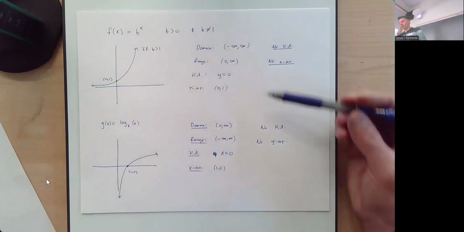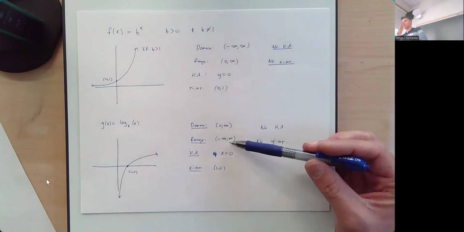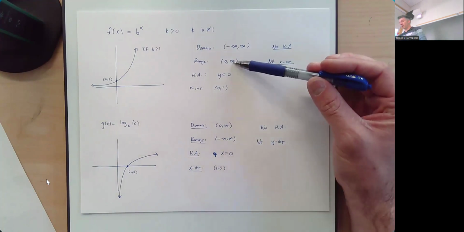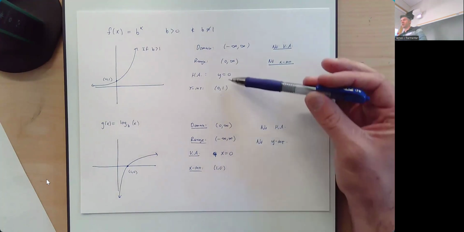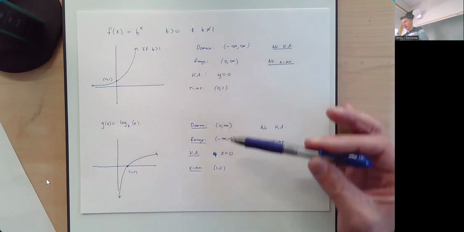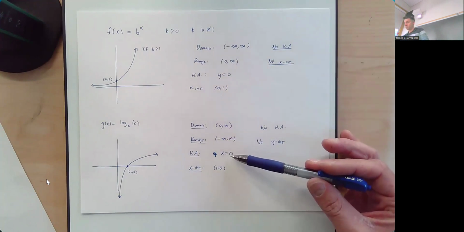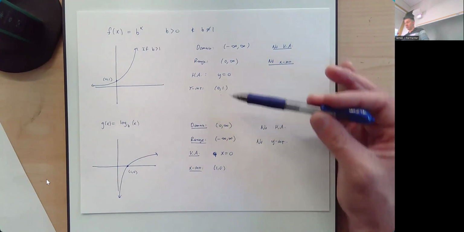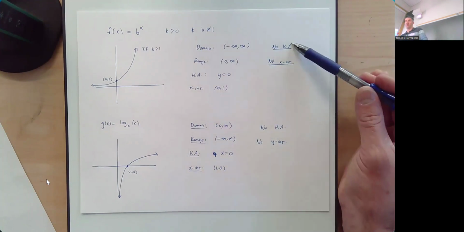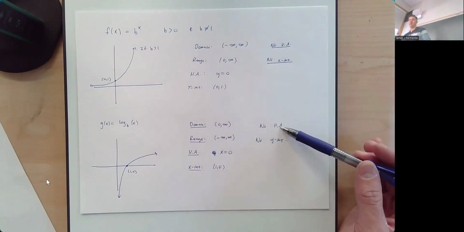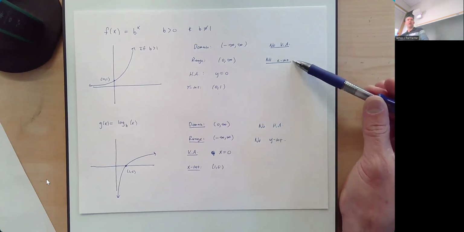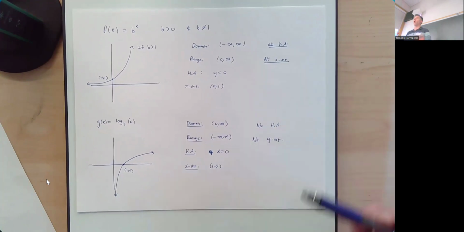So every x or y thing here has switched to the opposite x or y thing over here. Our domain, which is all x values, became our range. Our range, which is all y values, became our domain. Our horizontal asymptote, which was y equals 0, became a vertical asymptote at x equals 0. Our y-intercept at 0, 1 became an x-intercept at 1, 0. Our lack of a vertical asymptote here became a lack of a horizontal asymptote here. Our lack of an x-intercept here became a lack of a y-intercept here. So all of these things translate into their opposite or inverse thing in the inverse function.